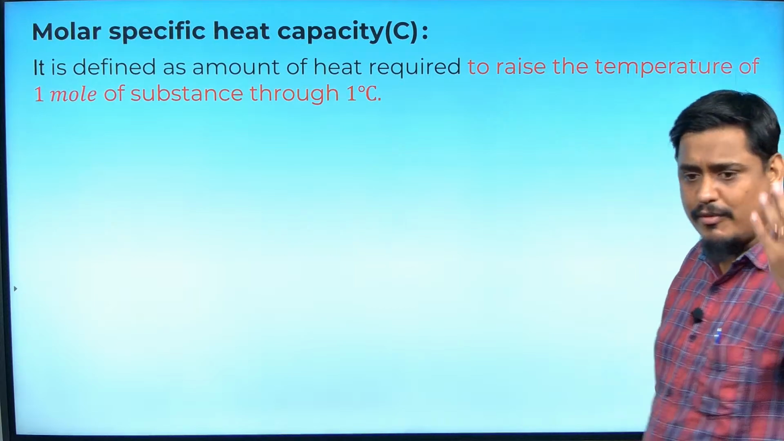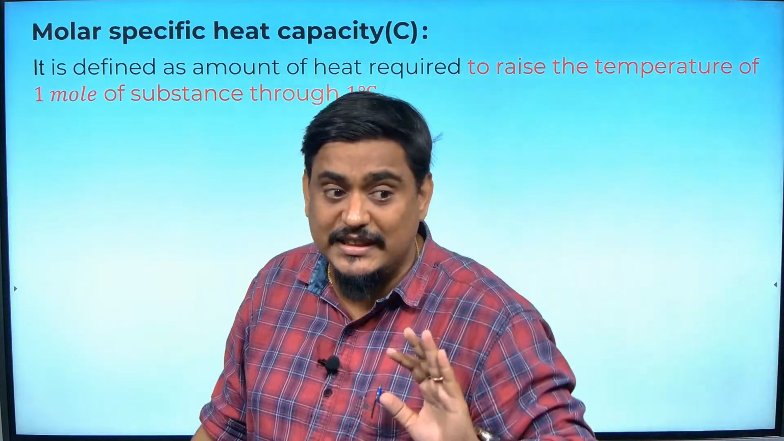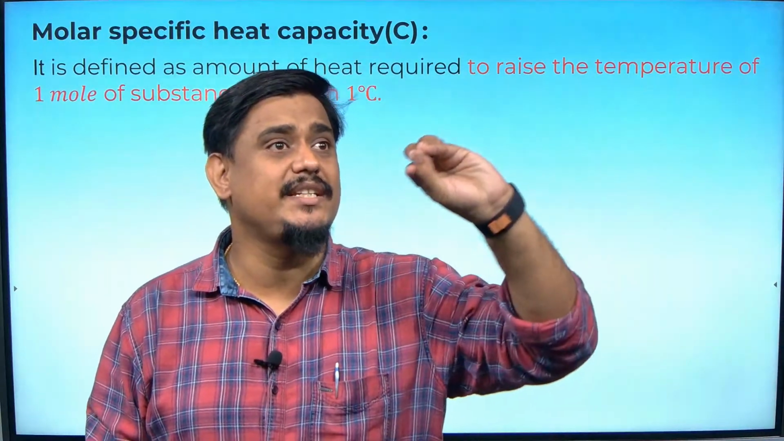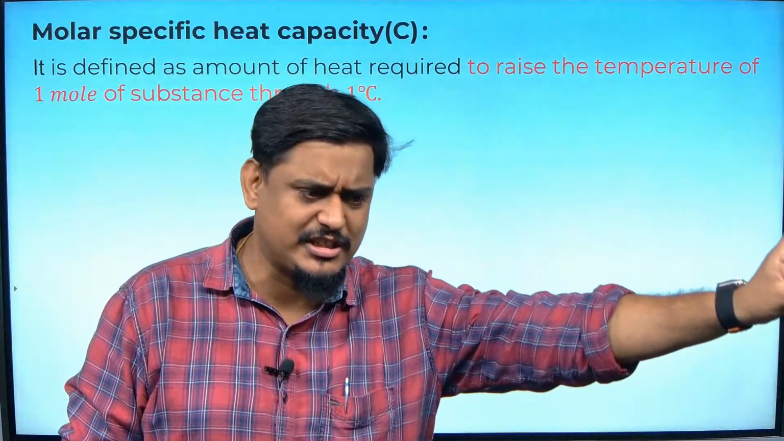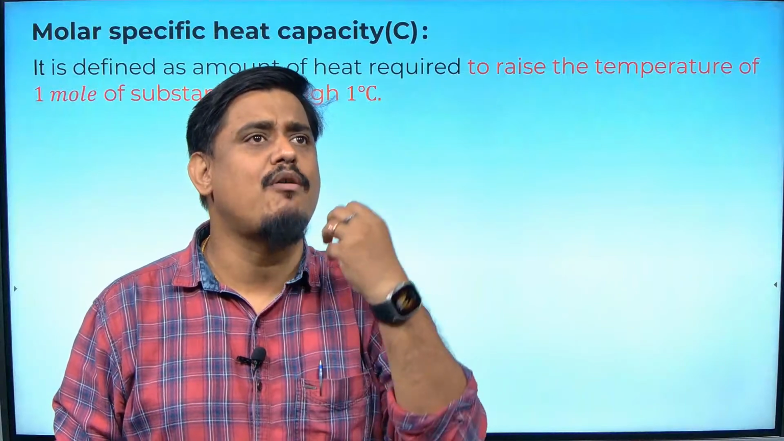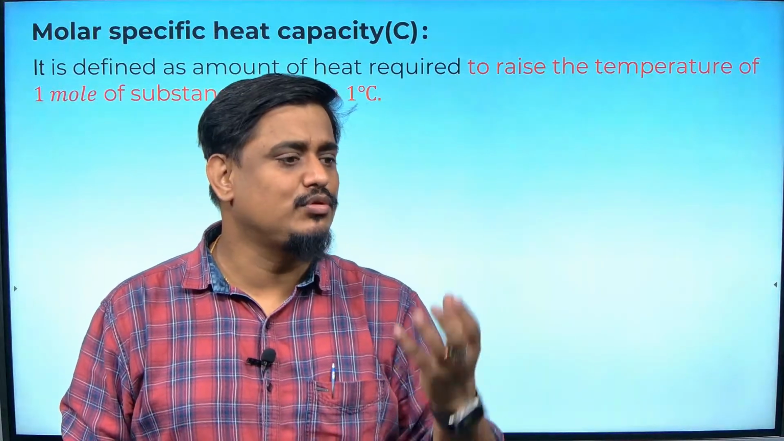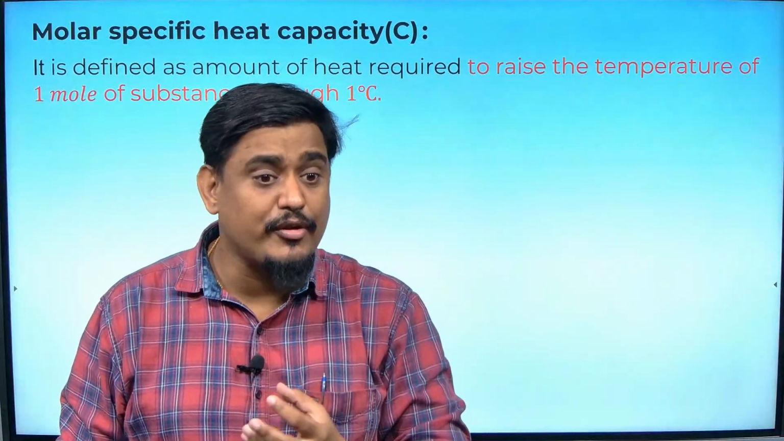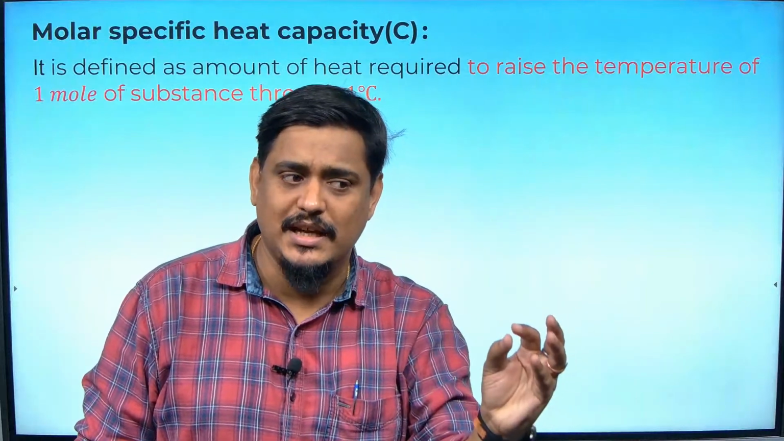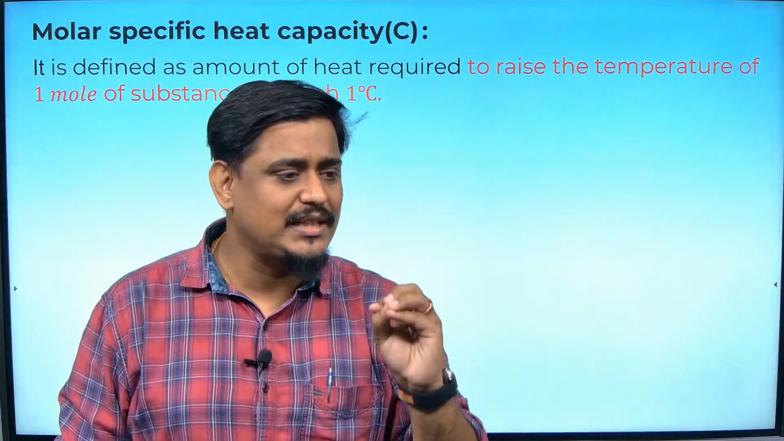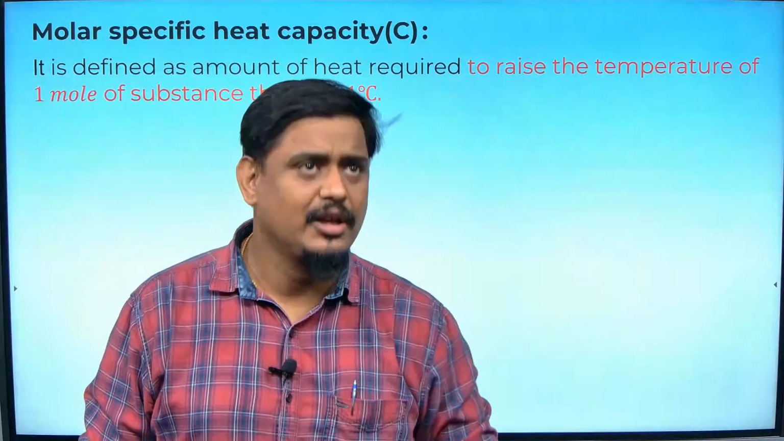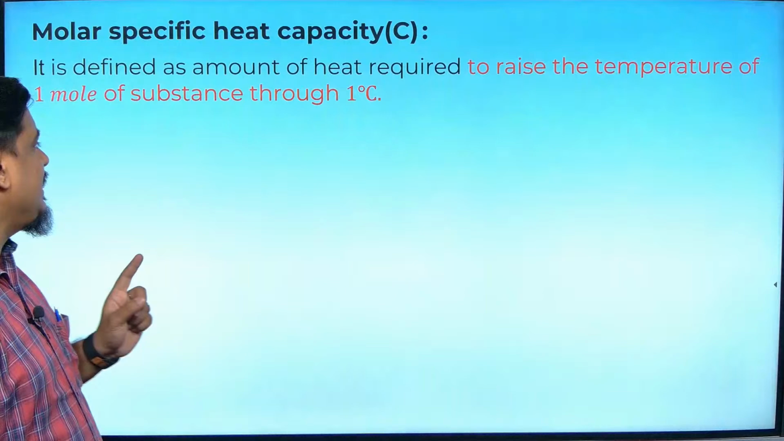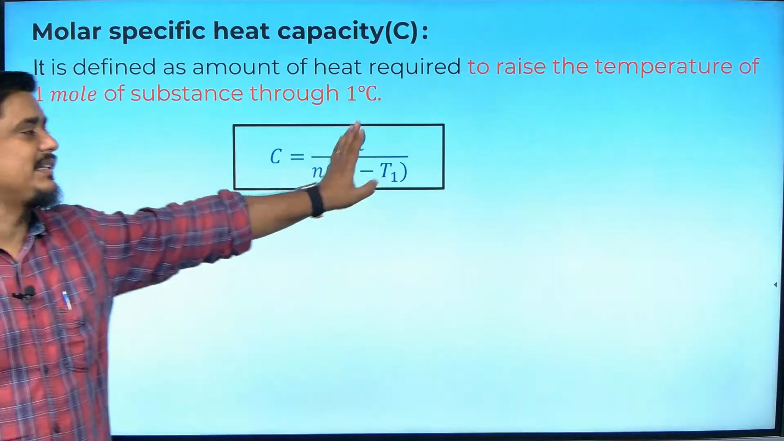In the case of specific heat in terms of mass, we say that amount of heat energy required to change the temperature of unit mass of substance by unit degree Celsius. Now, we will say amount of heat energy required to change the temperature of unit mole of substance by unit degree is known as molar specific heat of substance. Are you getting my point? So, molar specific heat, the formula will be Q by N delta T.